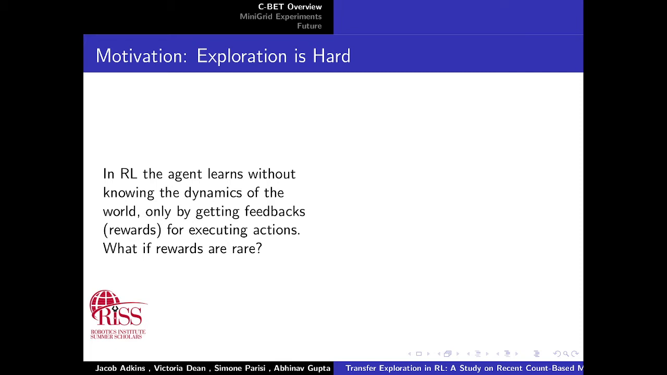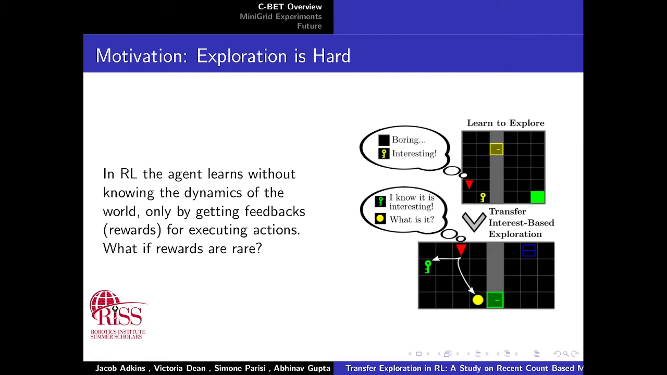There are several forms of intrinsic motivation. Some methods, such as curiosity, develop forward and inverse prediction models and reward the agent when it visits states that are hard to predict. Other methods, such as RIDE, reward the agent when it takes actions that change the environment a lot. We build off of a recently developed count-based method called CBET, short for change-based exploration transfer. CBET counts states and changes in the environment and rewards the agent for taking actions that produce rare changes. See this figure to learn more about CBET.